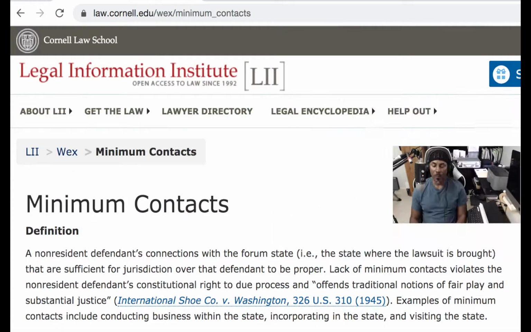It reads minimum contacts as thus. Minimum contacts, according to Cornell West School of Law: a non-resident defendant's connections with the foreign state, i.e. the state where the lawsuit is brought, that are sufficient for jurisdiction over that defendant to be proper. Lack of minimum contacts violates the non-resident defendant's constitutional right to due process and offends traditional notions of fair play and substantial justice.